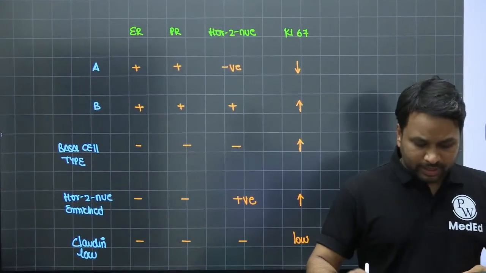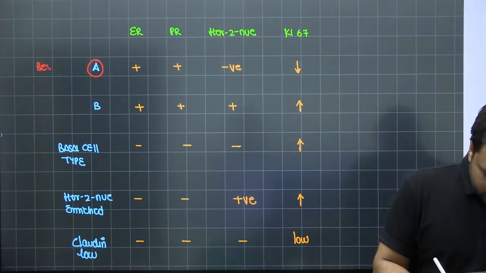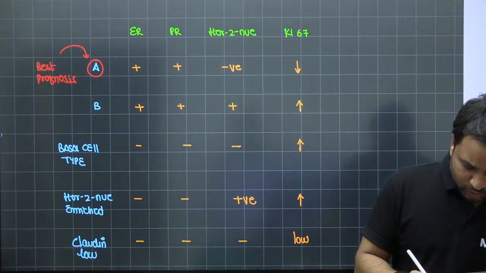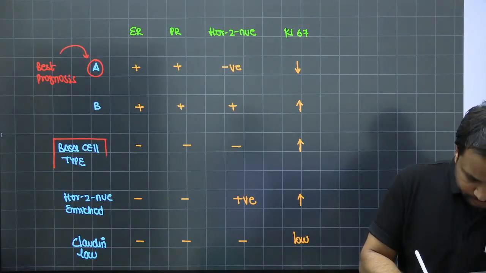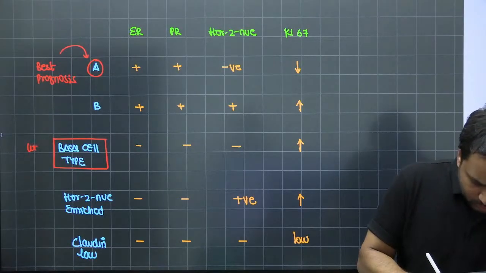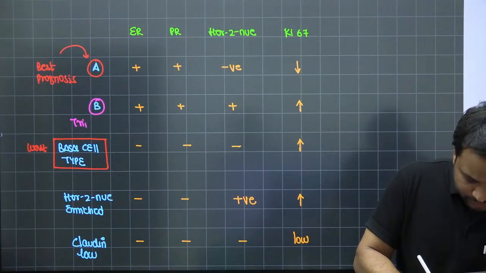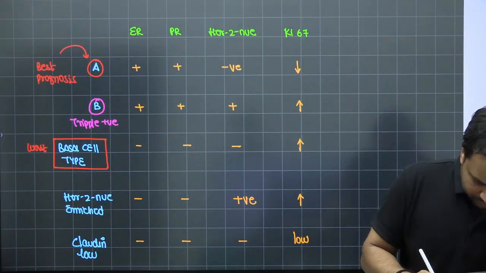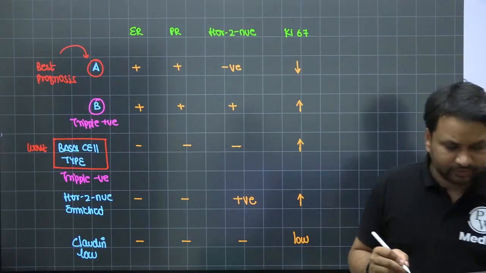Okay. Now, when you look at the entire component, remember the best prognosis is going to be A, and the worst prognosis is going to be triple negative, which is the basal cell type. B, because all of them are positive, is also called triple positive breast cancer. Basal cell type is called triple negative.